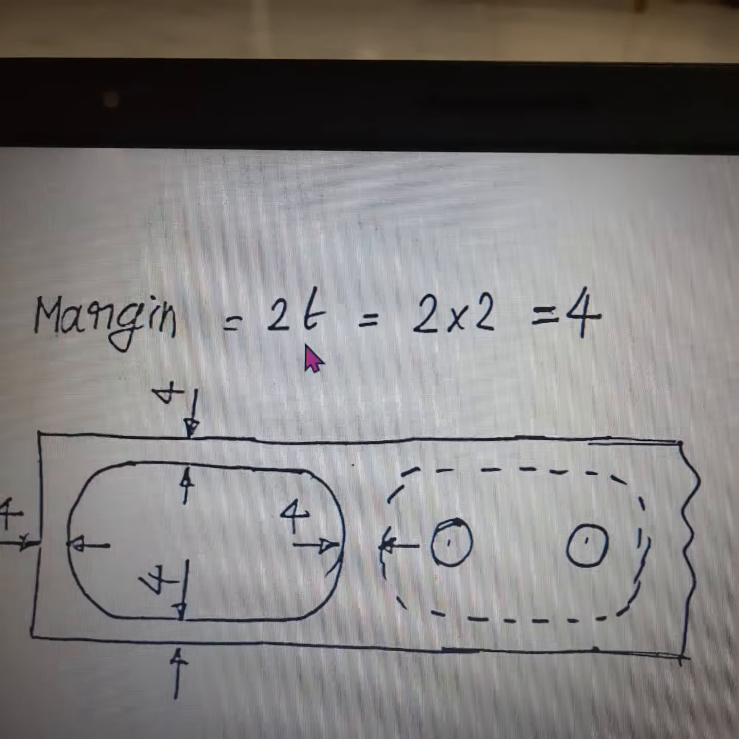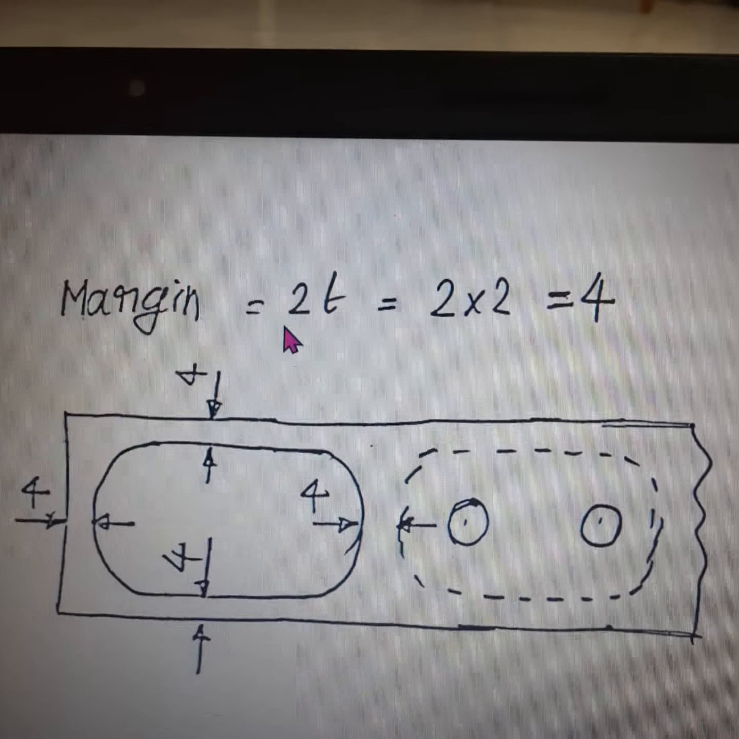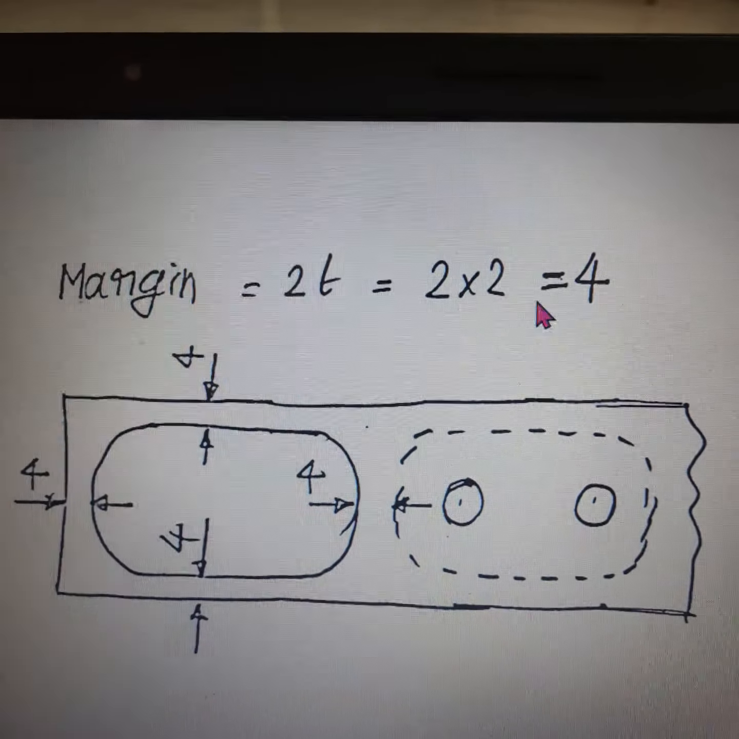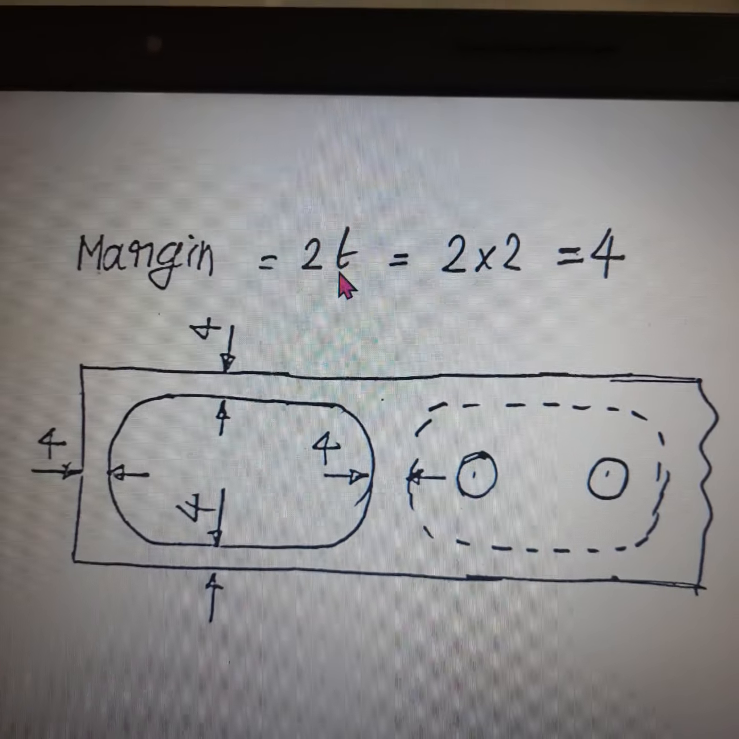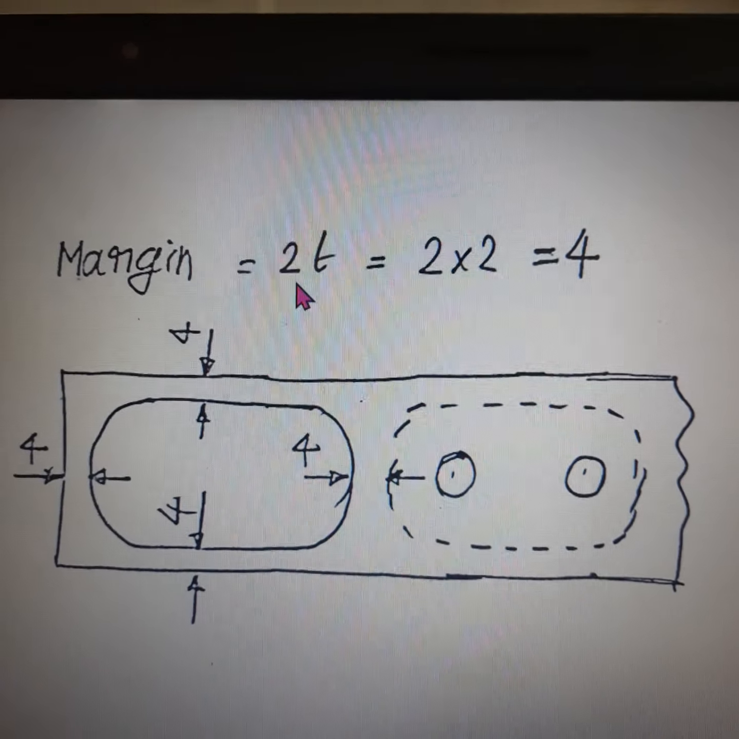The margin for our example is taken as 2 times thickness. So 2 into 2 is 4 mm. The thickness of the feed strip is 2 mm, so 2 into 2 is 4 mm.